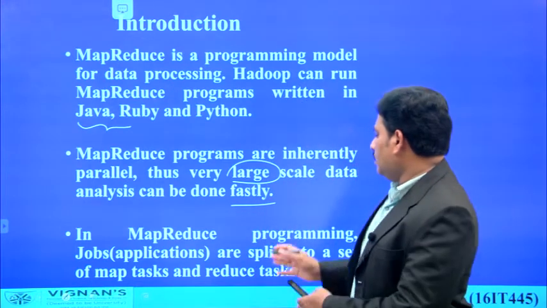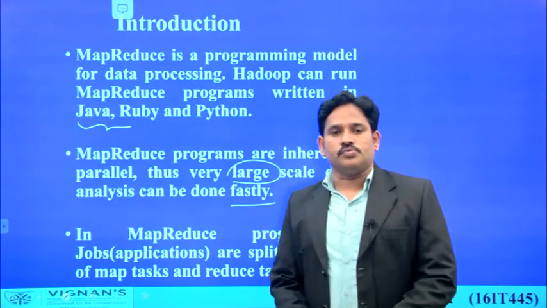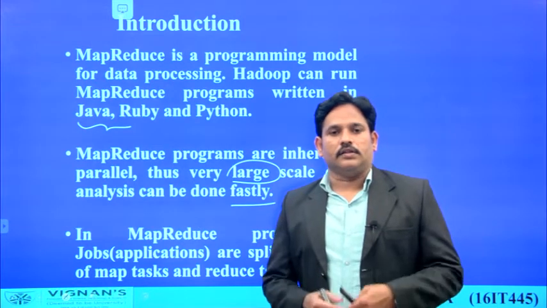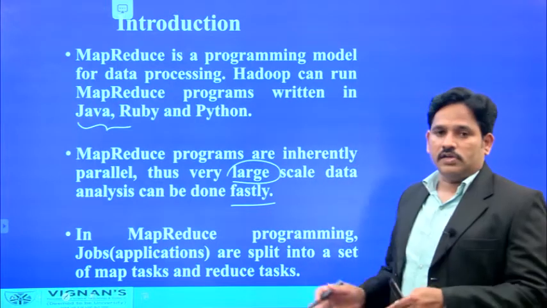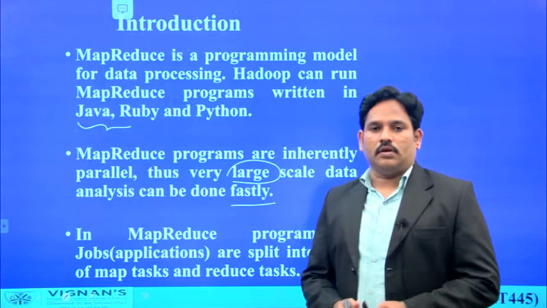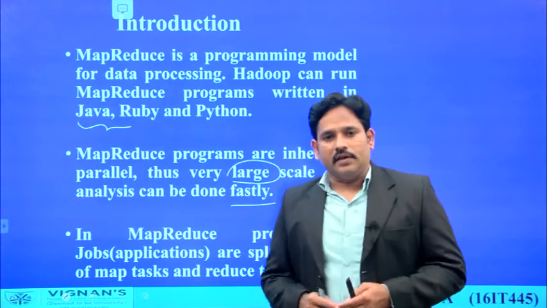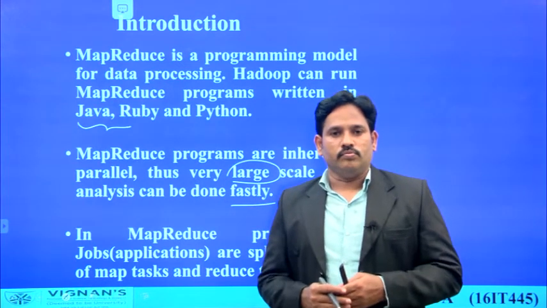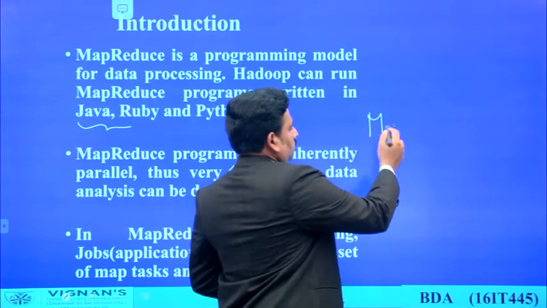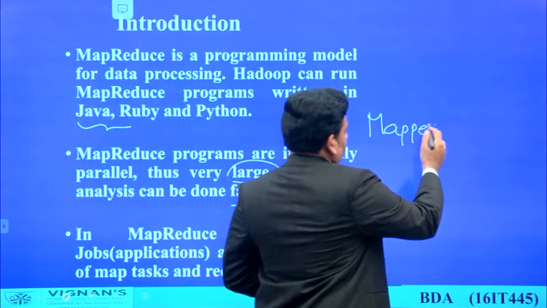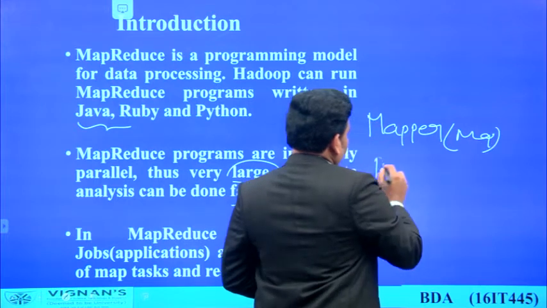And how does MapReduce programming work? MapReduce will split the data or the jobs into smaller pieces and assign them to each and every map and each and every reducer. That means, as we discussed earlier, MapReduce has two basic components. They are mapper and reducer. The basic components of MapReduce are map or mapper. Second one is the reducer.